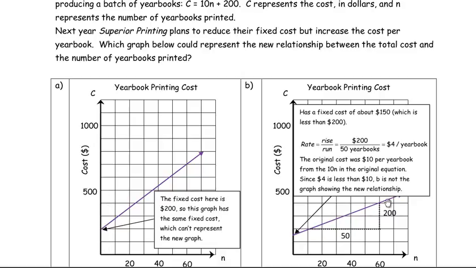So that's $200. The calculation for the rate of change would be rise over run. $200 for 50 yearbooks divides out to $4 per yearbook. It said they're going to increase the cost per yearbook, so this one could not be correct. They've got a lower fixed cost, that part's okay, but they certainly didn't raise their price per yearbook. So B is not correct.